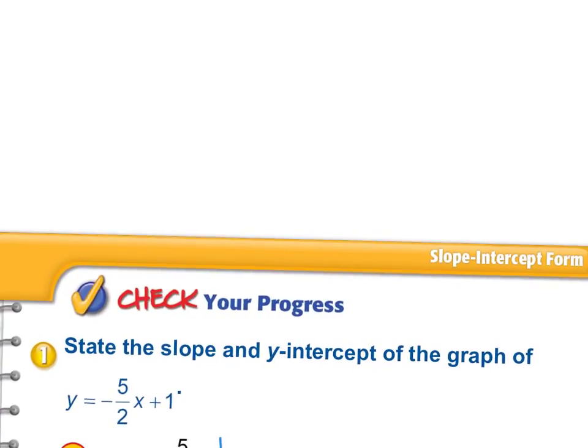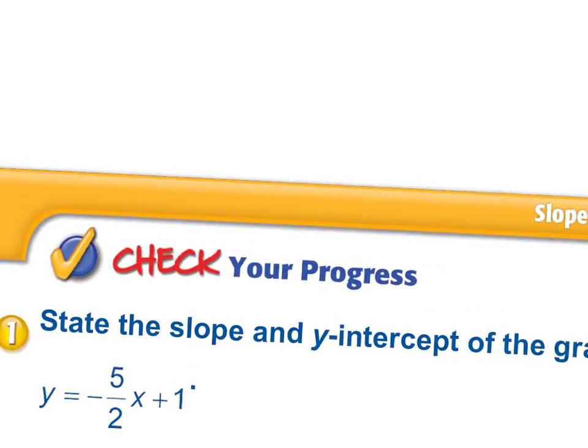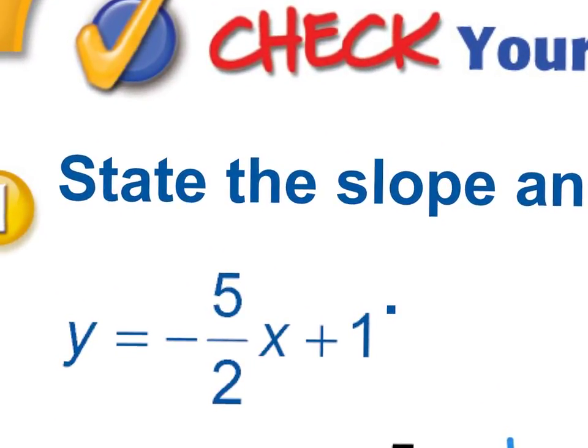This one here says state the slope and the y-intercept of that graph. Okay, so we've got y equals -5/2 x plus 1. Is this in slope-intercept form? Yes. Y is by itself, y equals mx plus b. So what is the slope? -5/2. -5 over 2 is the slope. What is the y-intercept? +1. Okay? Questions? I hope not.